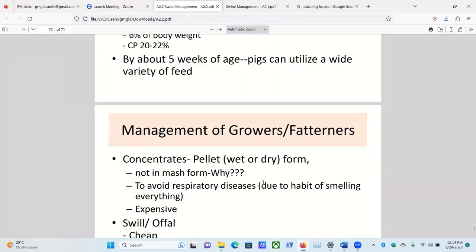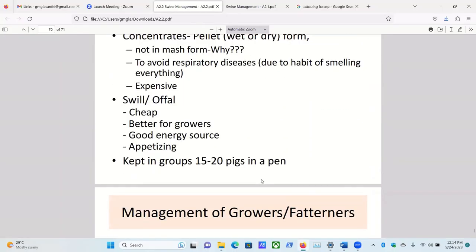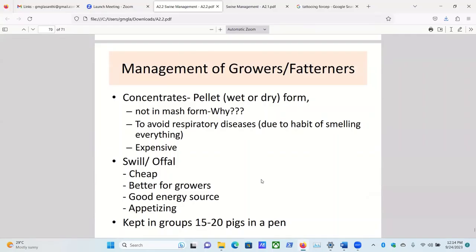After 5 weeks of age, pigs can utilize a wide variety of feed. So we can go for swill feeding as well. What do you mean by swill?